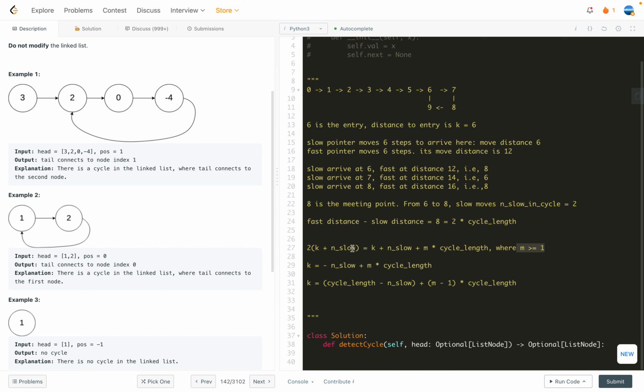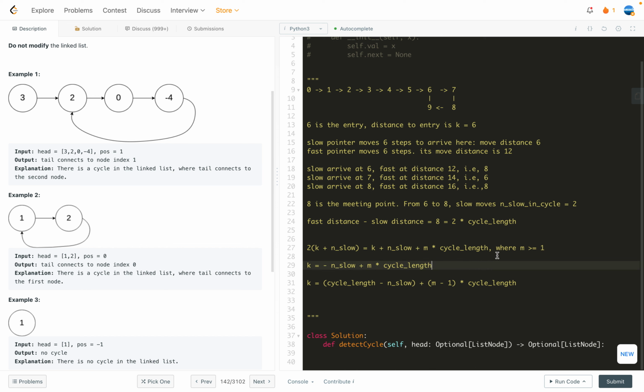So here we have 2k on the left side, and 1k on the right. Then we cancel 1, so we have k on the left. Here we have 2 n_slow on the left, and on the right we have n_slow. So we cancel 1, and we get negative n_slow on the right. And then we have m times the cycle length.